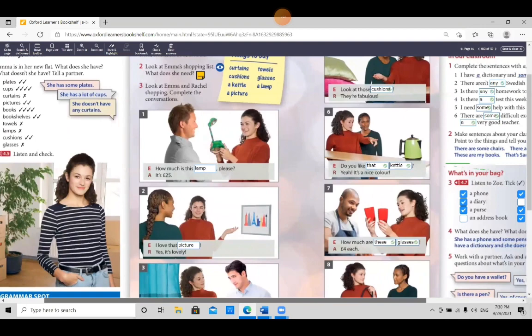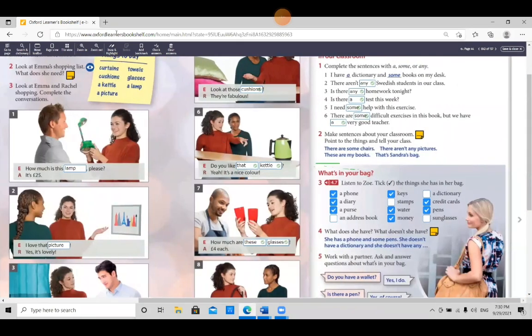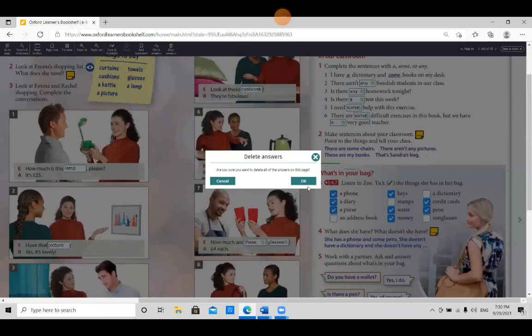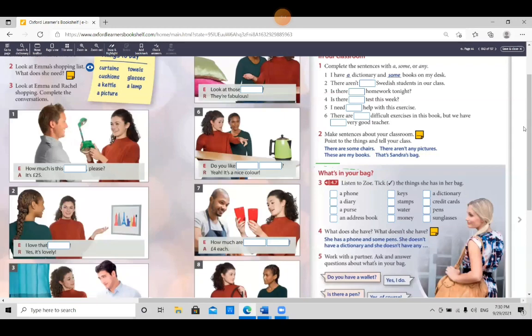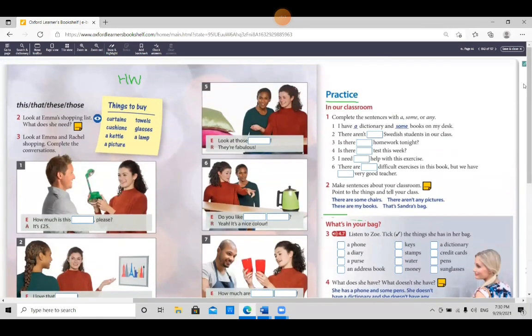Do you need to exercise more or is it clear? It is clear. Okay, so let's move to the next page, practice. Teacher, I can ask you two questions. Yes, sure.